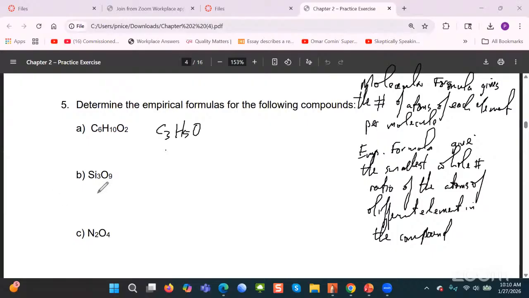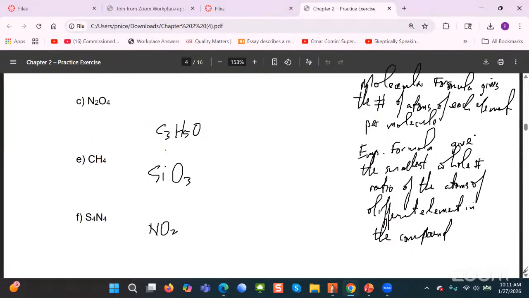In the case of 5B, you divide each of these numbers by 3, so the answer becomes SiO3. And in the case of N2O4, obviously you divide these numbers by 2, so you're going to end up with NO2. All right? And let me scroll down. Now, somebody's saying something. Oh, thank you. Yeah, thank you, Catherine, for the answer for the first one.